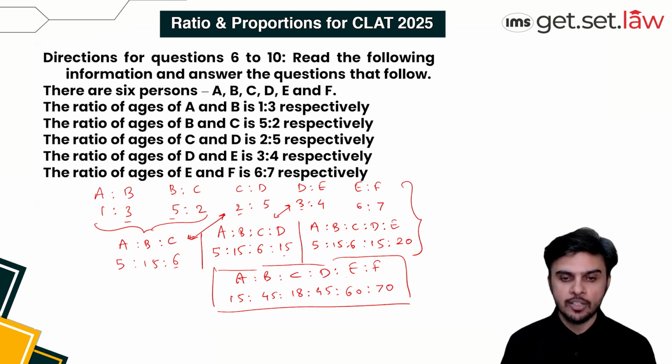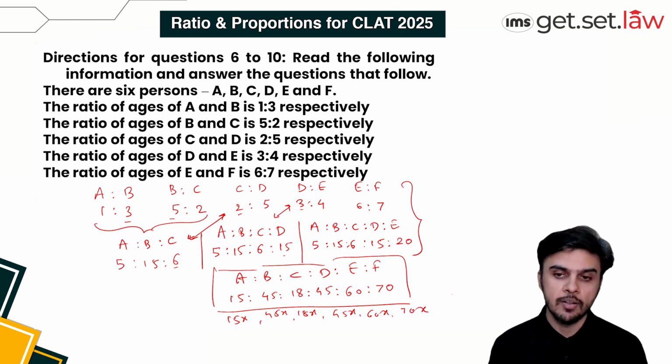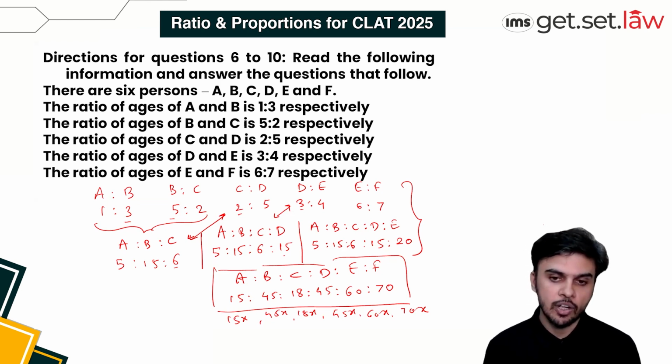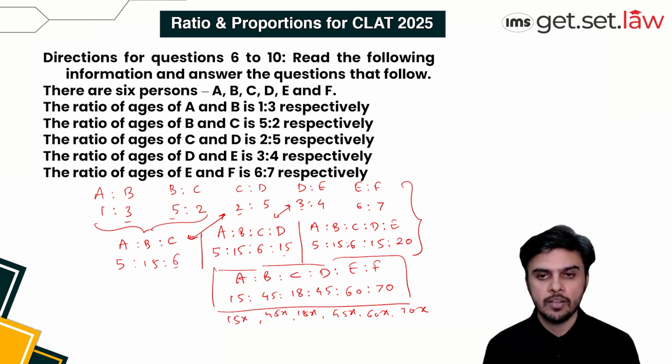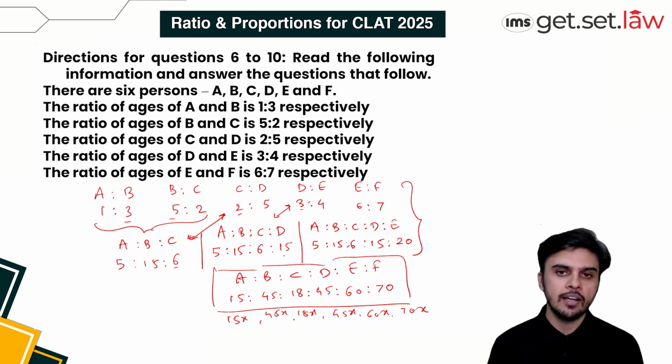So what we can do here, we can assume their actual ages as 15x, 45x, 18x, 45x, 60x and 70x for ease of calculation. So we can take their ages as 15x years, 45x years, 18x, 45x, 60x, 70x in years. So using these values, we can easily answer all the questions based on this passage. This passage is also based on the concept of combining ratios. So two important concepts in ratios are the method of parts, and second, combining the ratios. Both are very important from CLAT 2025 perspective.